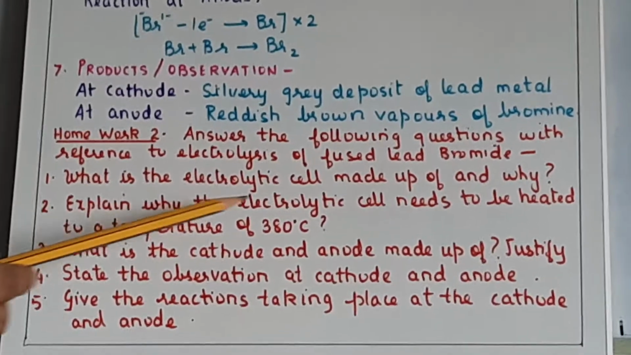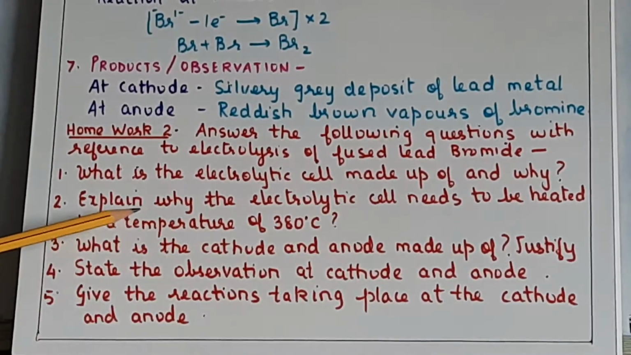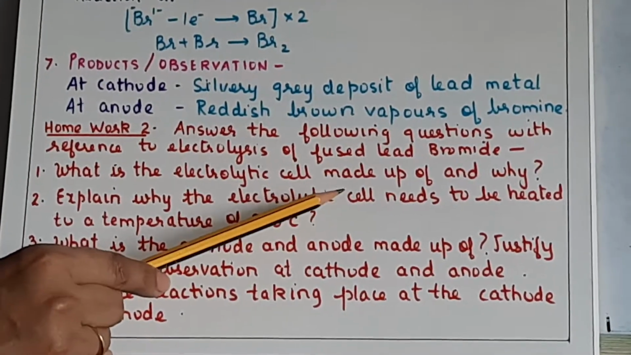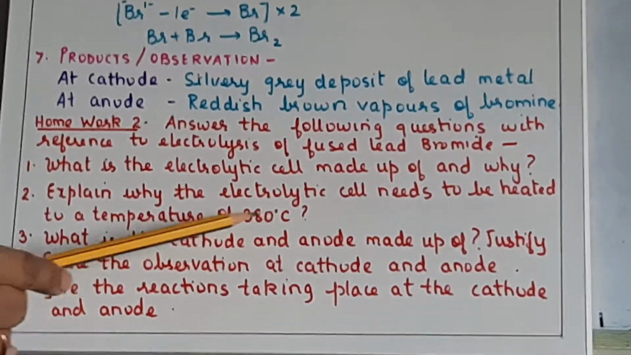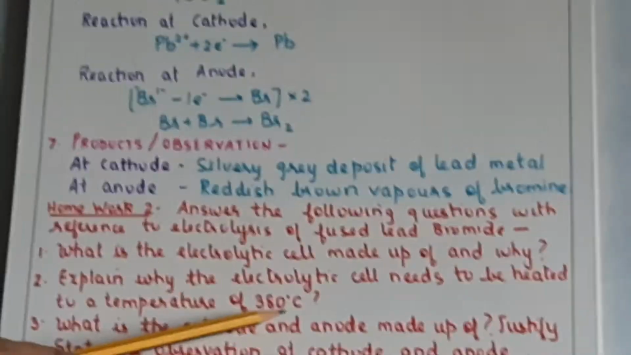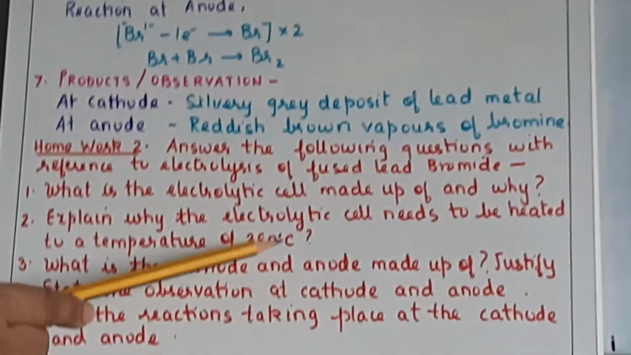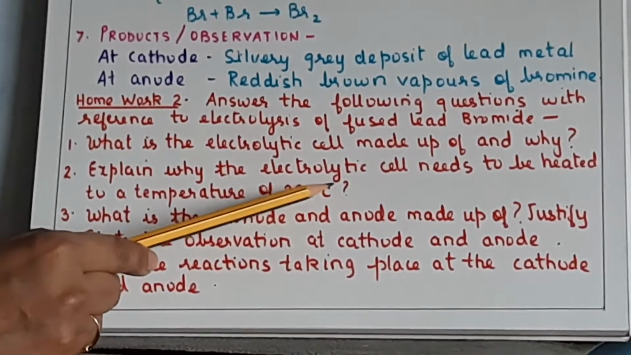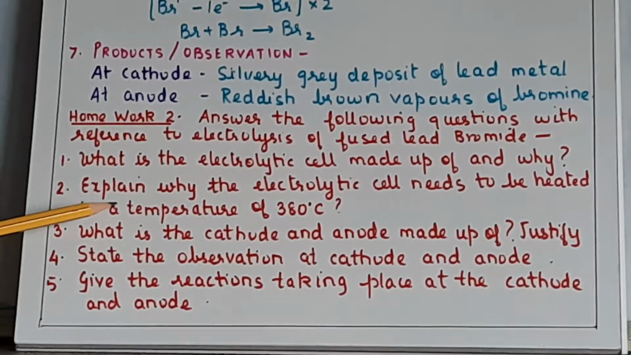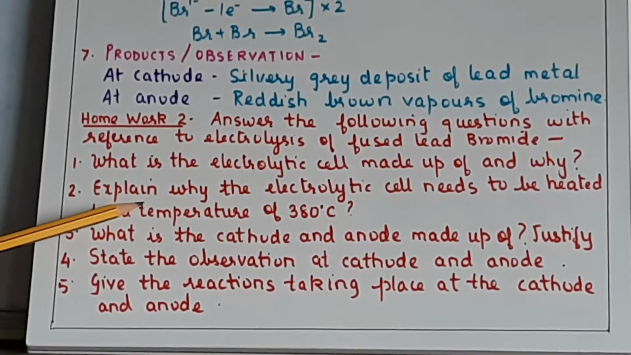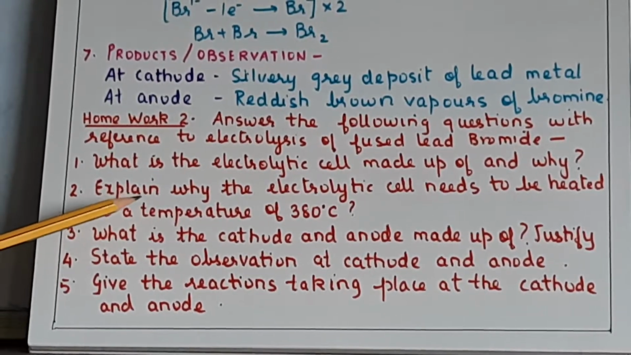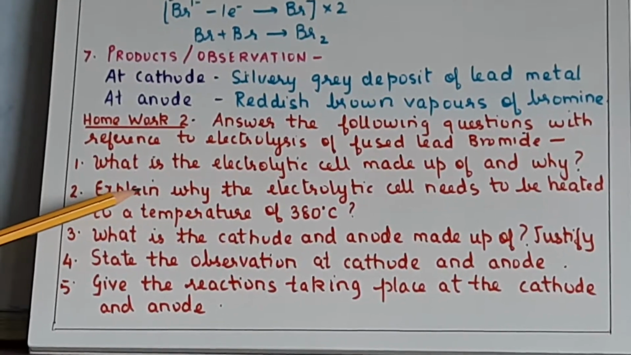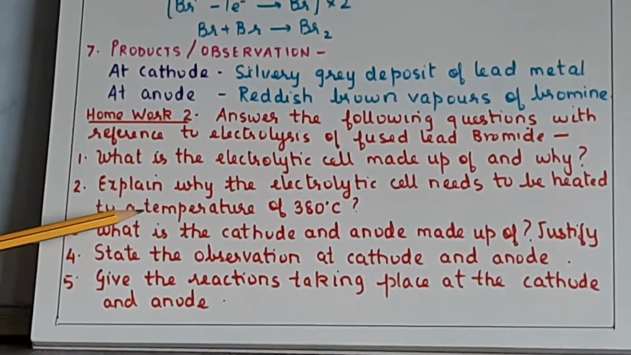Then explain why the electrolytic cell needs to be heated to a temperature of 380. Solid lead bromide is a non-conductor of electricity, so you have to heat it to 380 degrees, which is the melting point of lead bromide, so that free ions become available to conduct electricity. Okay. The answers to these questions are there in the PDF. It may be somewhere around page 128 or 129. You can just look up the chapter on electrolysis in the PDF. You will find the answers to this.